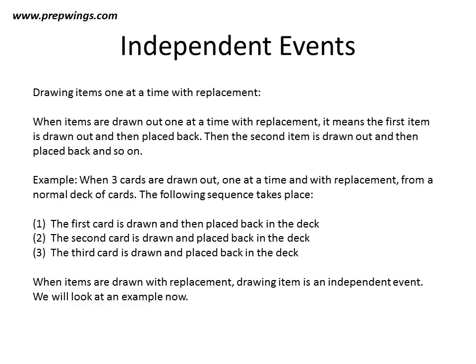Now if you look at it, drawing items one at a time with replacement forms an independent event, because if I place back the card, I am making the deck original again. In a normal deck of cards, there are 52 cards. If I take out a card, see it and again place it back, for the second card there are still 52 cards. So the probability of the second event will not depend on what happened in the first event. That is why whenever you withdraw an item with replacement, it is an independent event. We'll look at an example now.